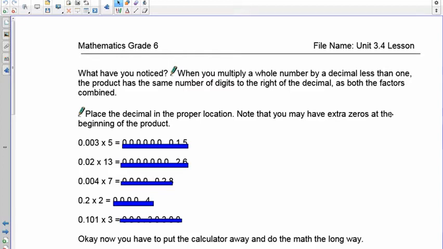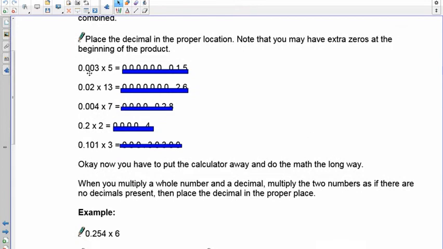Now, let's take a look at placing decimals. If you take a look here, you should notice something. I've got 1, 2, 3 digits to the right of the decimal. When you multiply a whole number by a number that has 3 digits to the right of the decimal, your answer has to also have 3 digits to the right. So if I put the decimal right here, that's 1, 2, 3. In fact, there it is. So I've got 0.003, which is 3 thousandths, times 5 gives me 15 thousandths.